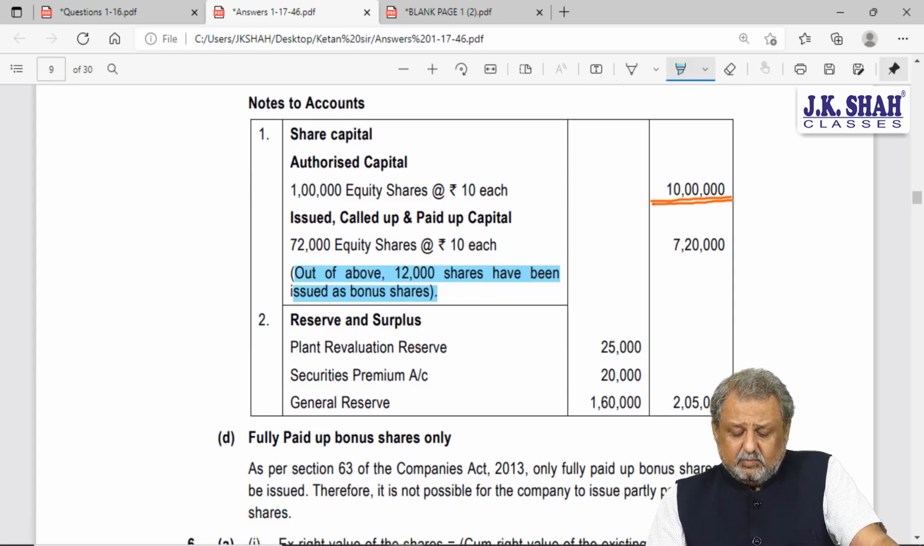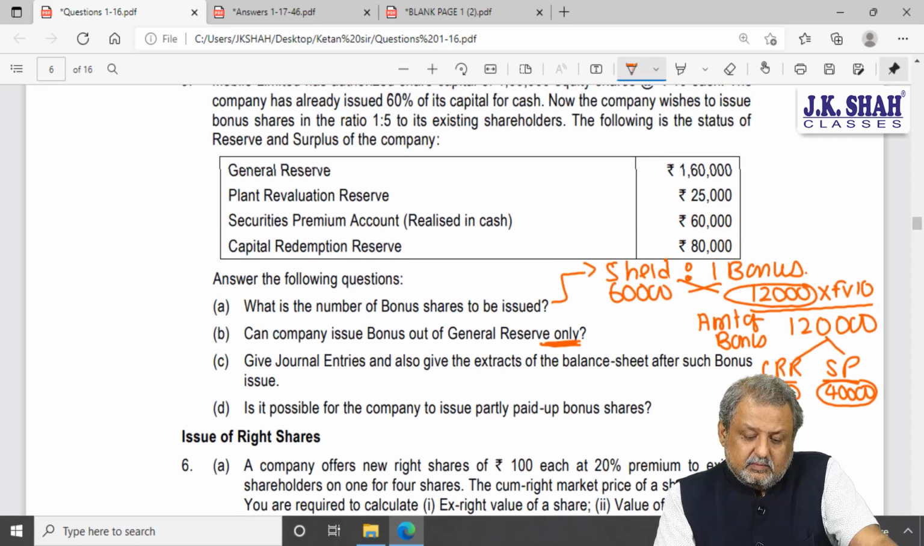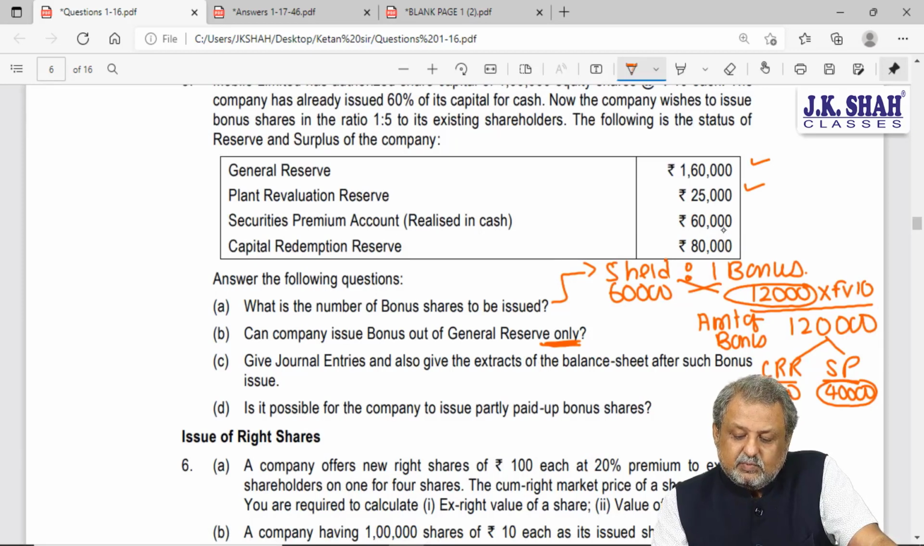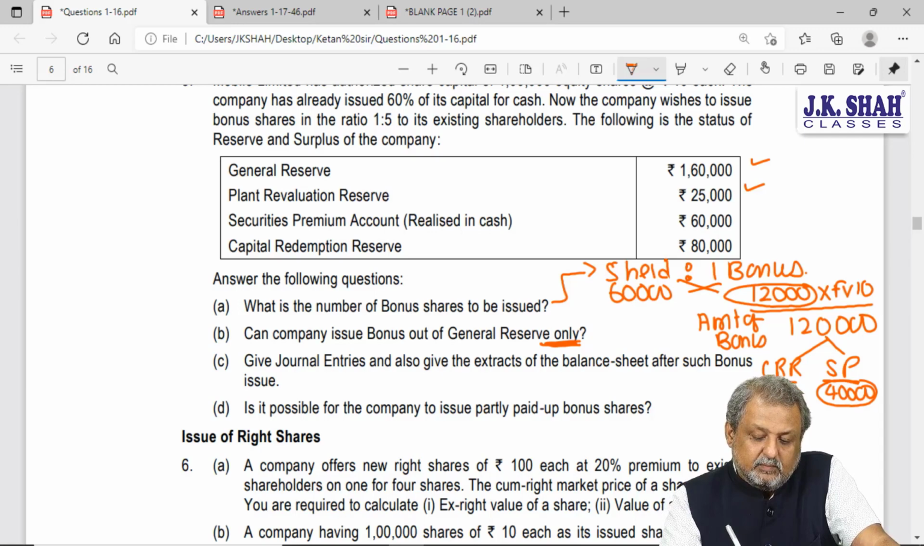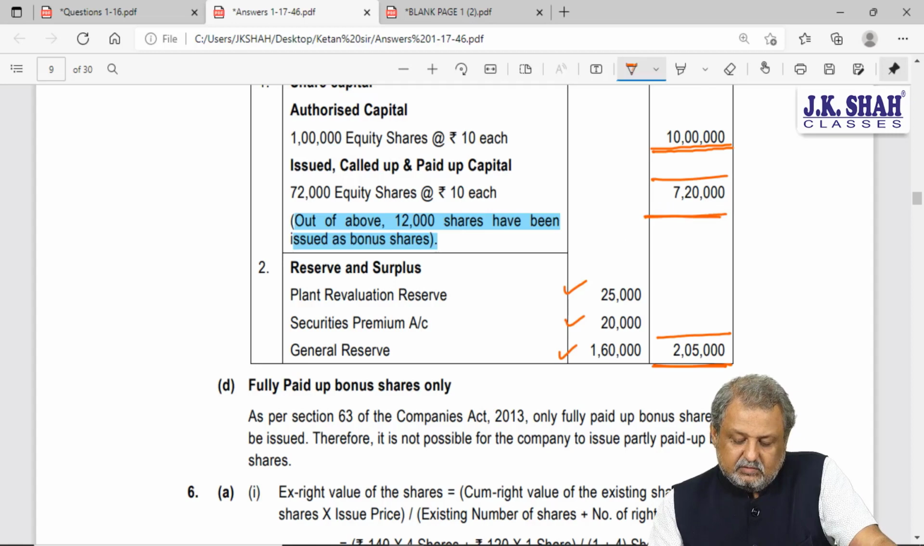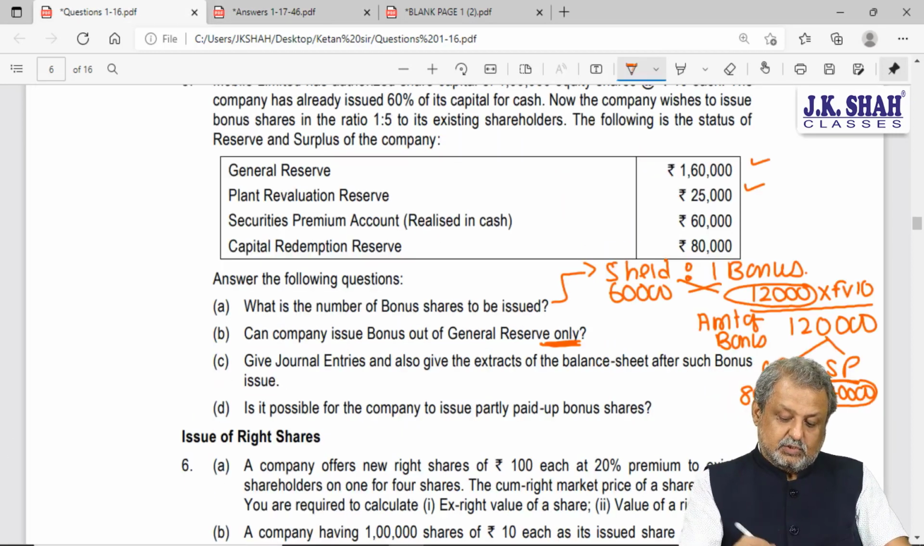Then reserves and surplus. So whatever remains here, general reserve remains fully, that you have to write. Plant revaluation reserves fully. Out of securities premium 60, you have utilized 40, so 20 remains. CRR is gone. So plant revaluation reserve, securities premium, general reserve. That's it. They don't even have the habit of taking the total and all. Last question.